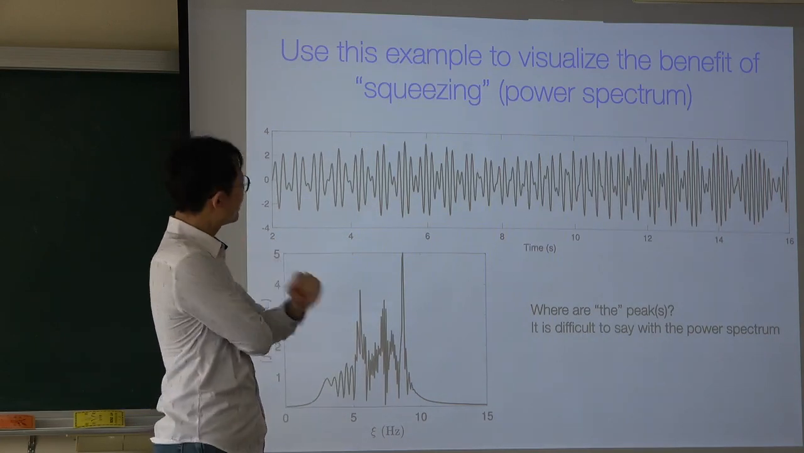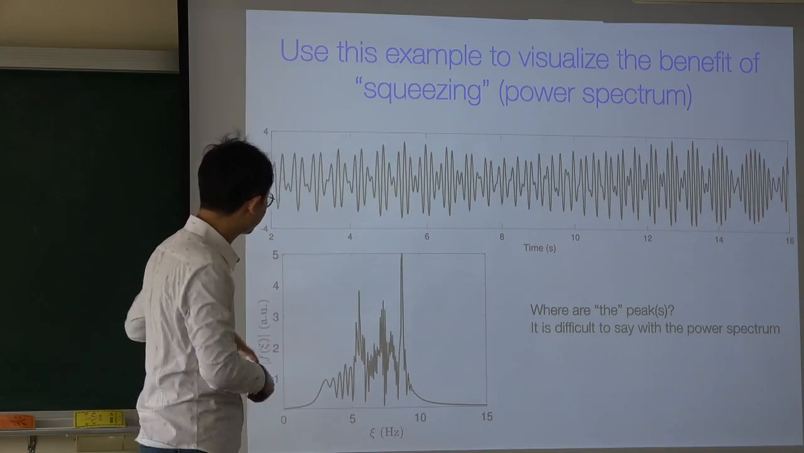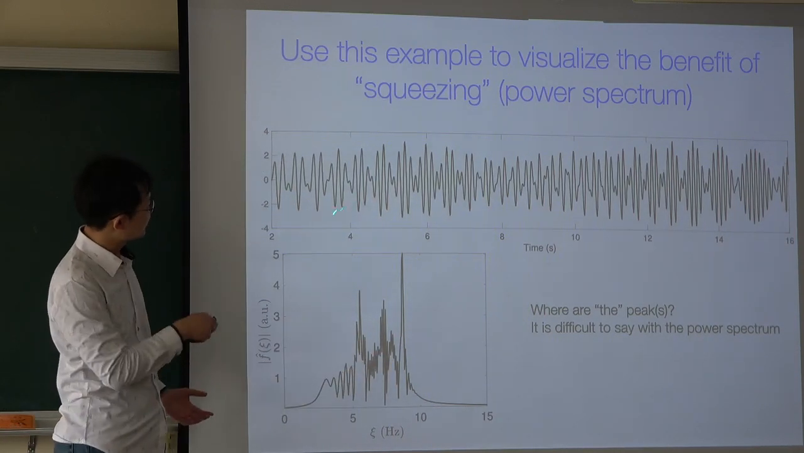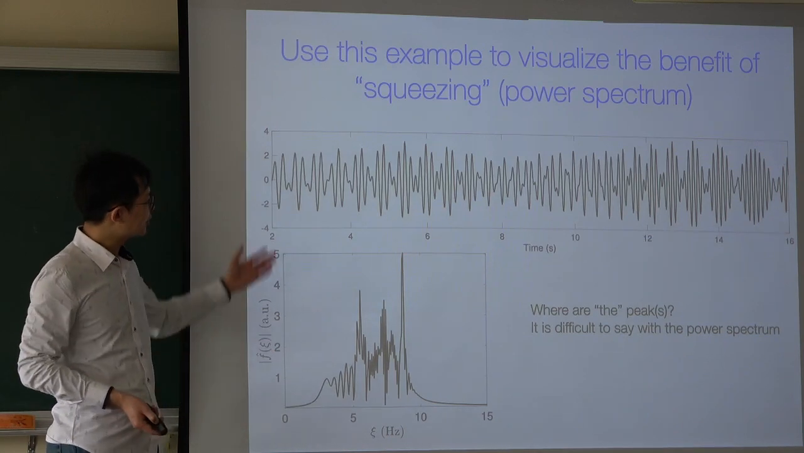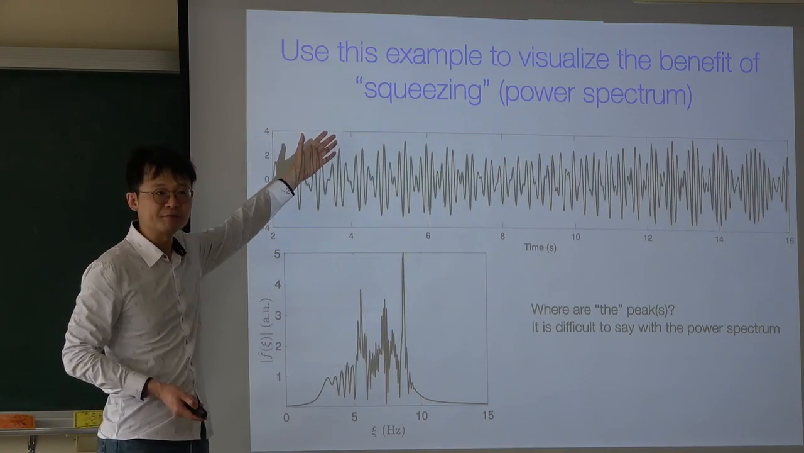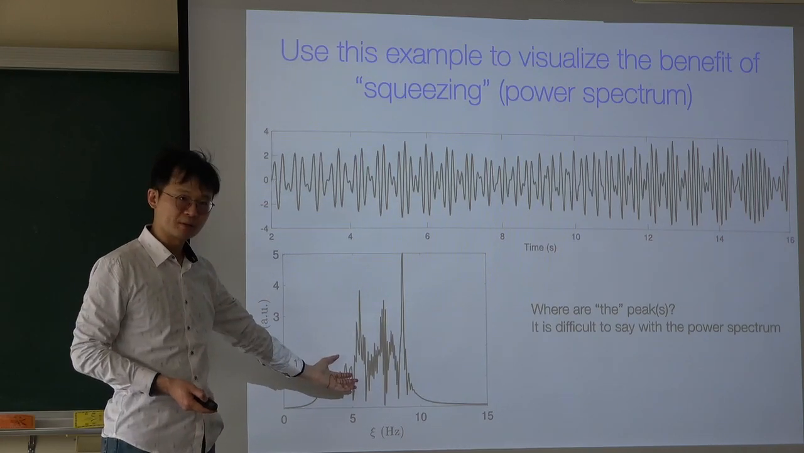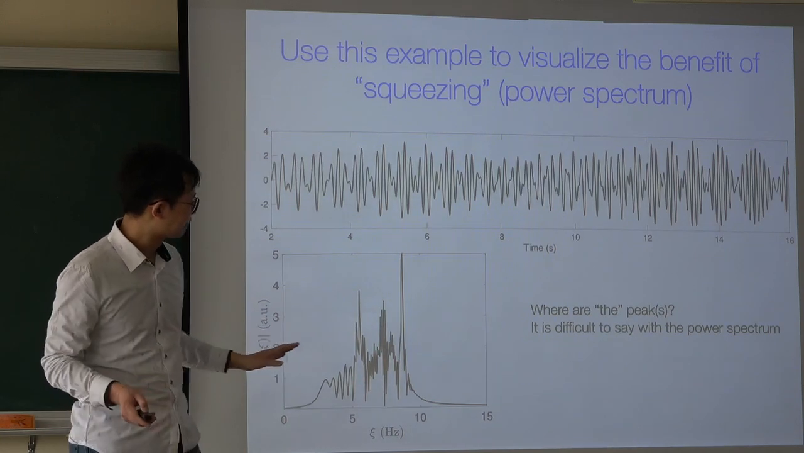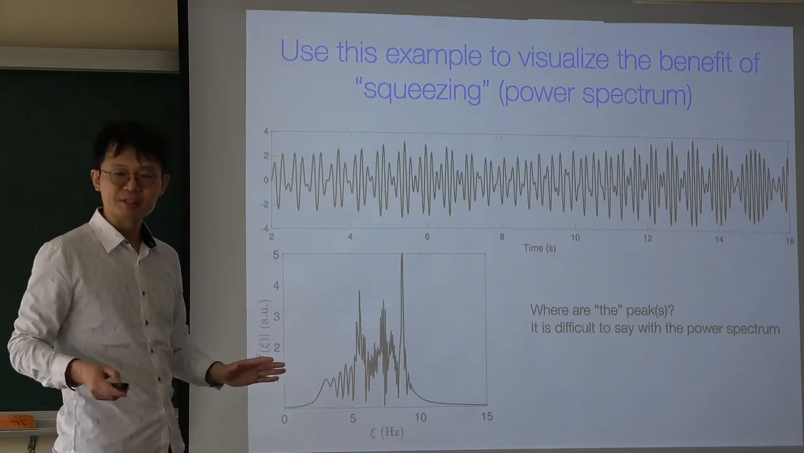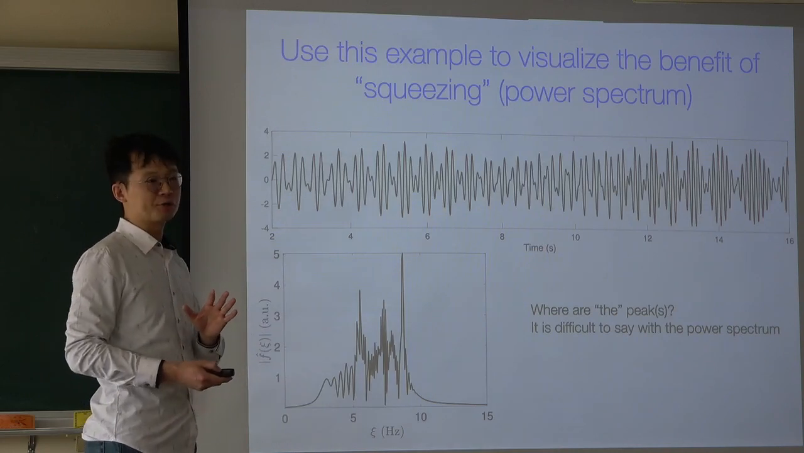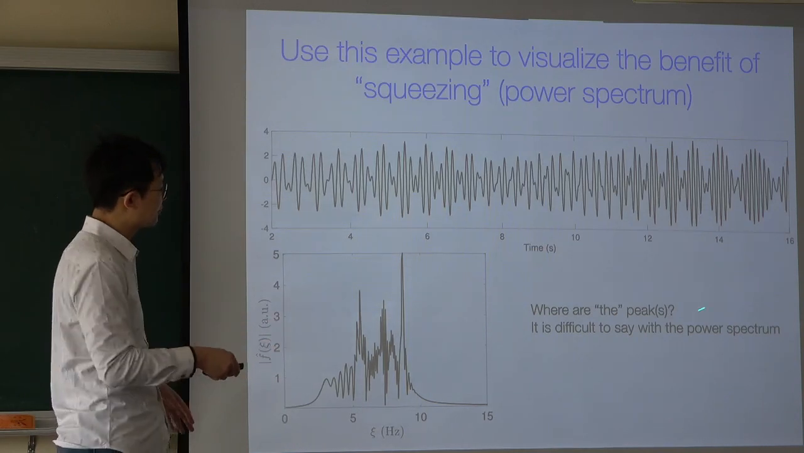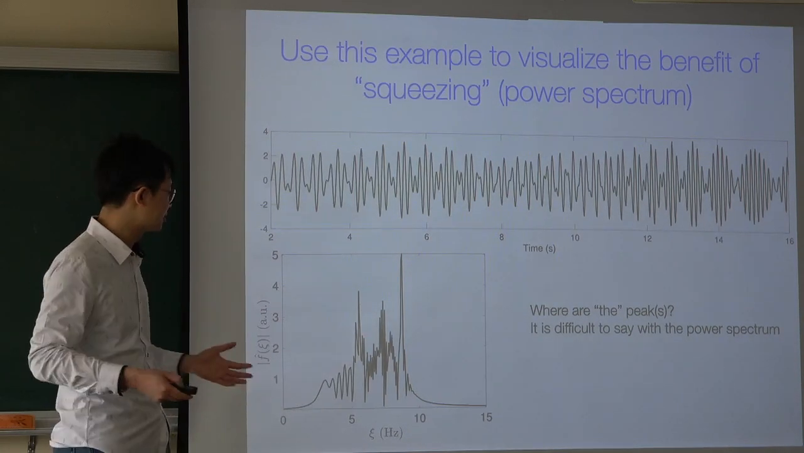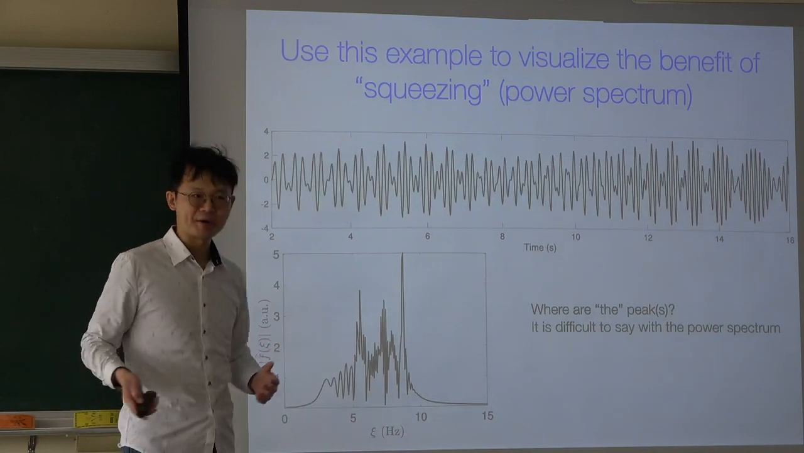But before looking at the benefit of squeezing, let's take a look at the power spectrum. As we have known, the power spectrum of this kind of signal can be crazy. Now I have told you there are two components with time varying frequency, and this is the power spectrum. And what do you really get? It is very difficult to say what's going on. So for example, if you study a signal using the Fourier transform, after getting the power spectrum, we want to find peaks. Then what are the peaks? It is difficult to say what's going on in the power spectrum.